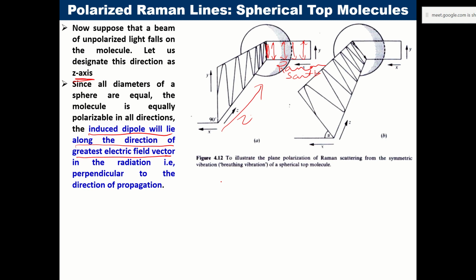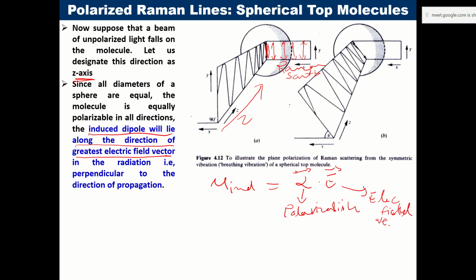So when we are talking about the induced dipole, we have told you it is alpha into E. So consider the direction of alpha and E. Alpha is the polarizability. This is what we have basically considered, and this is the electric field vector, of the light that is incident upon it.